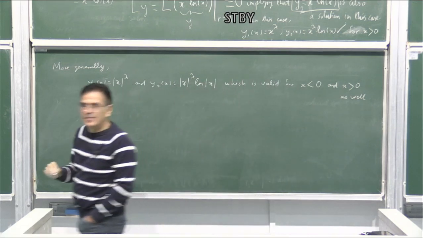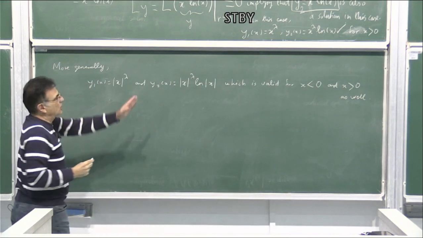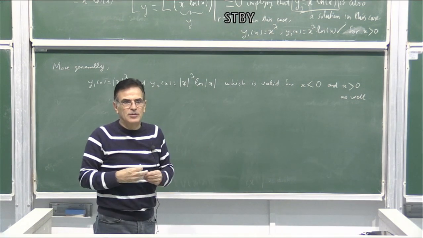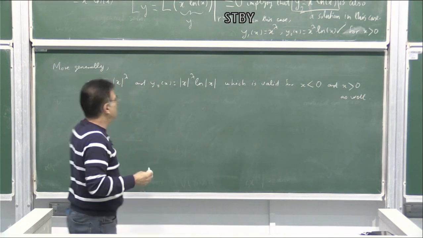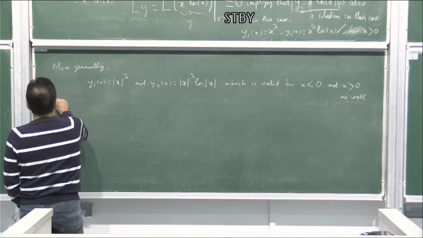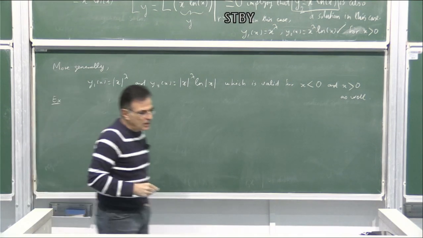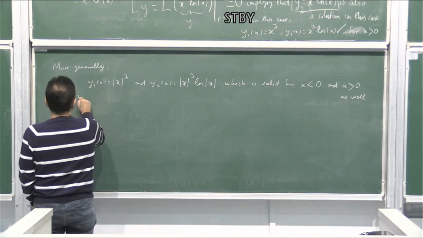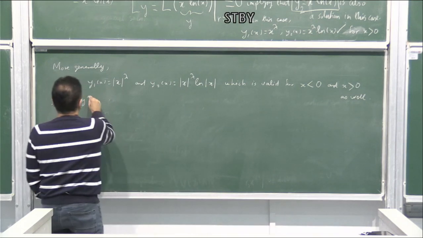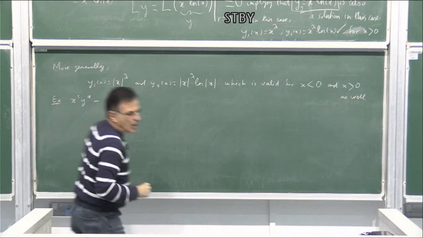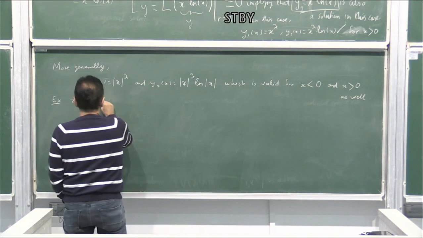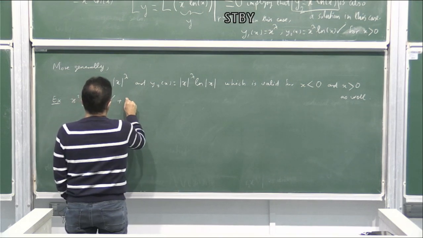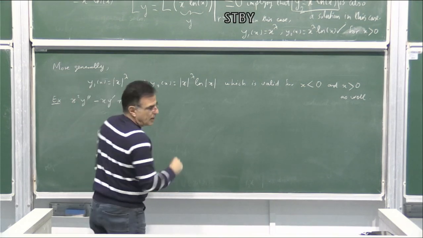Okay? So the general solution is the combination, and if you want, you can write down the Wronskian determinant to see that the two solutions are independent. Here is an example: x squared y double prime minus x y prime plus y is 0.